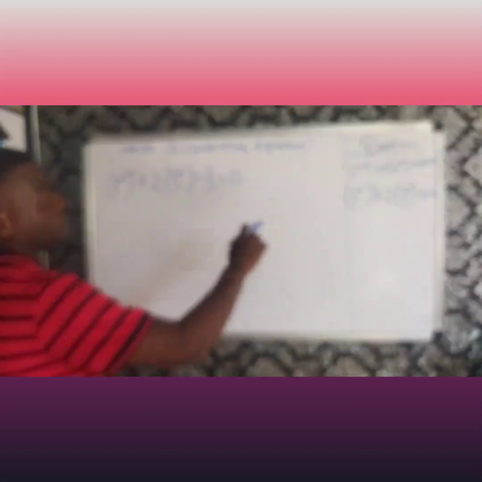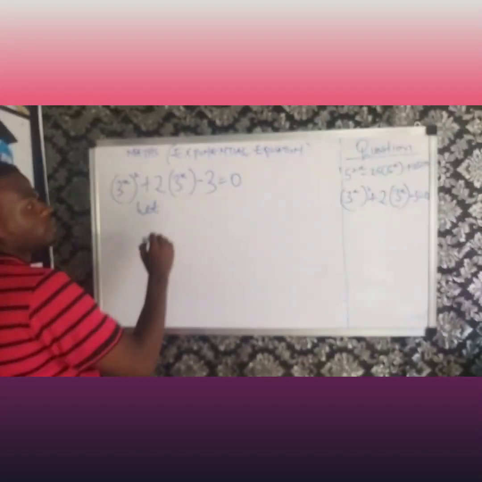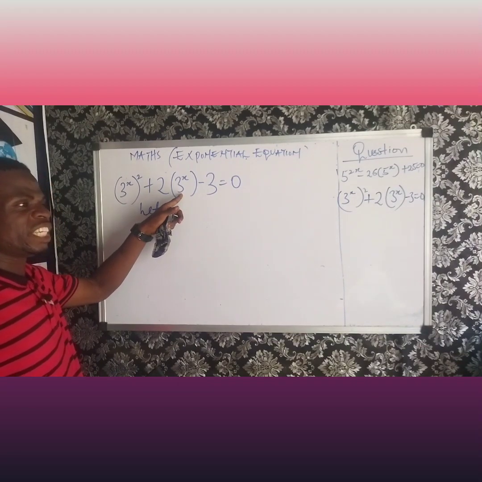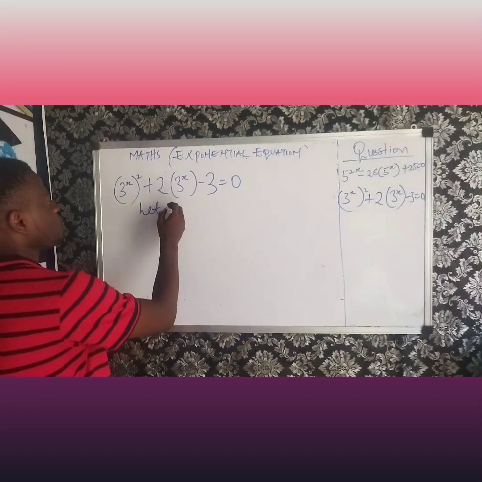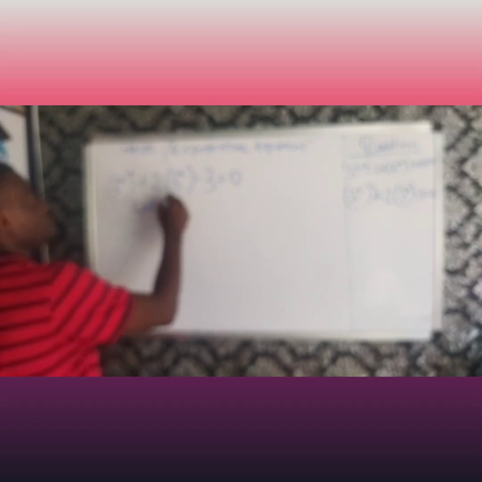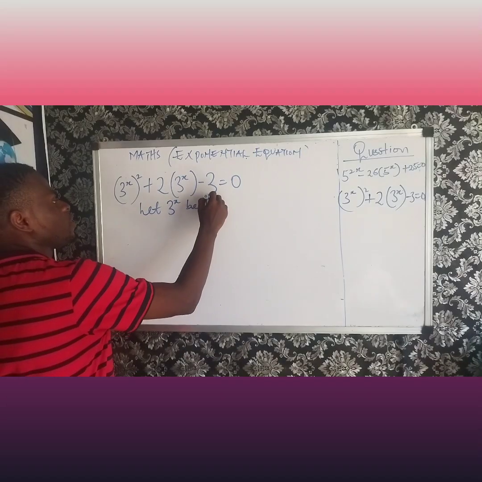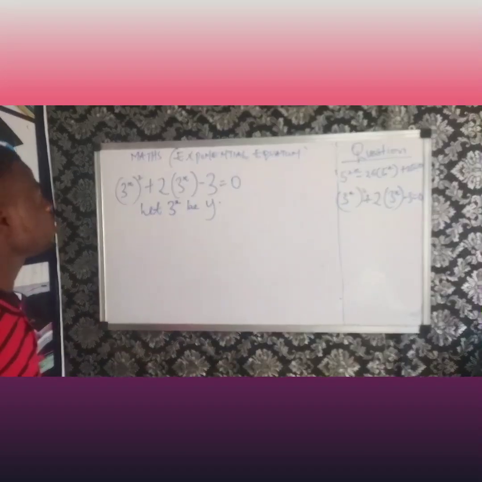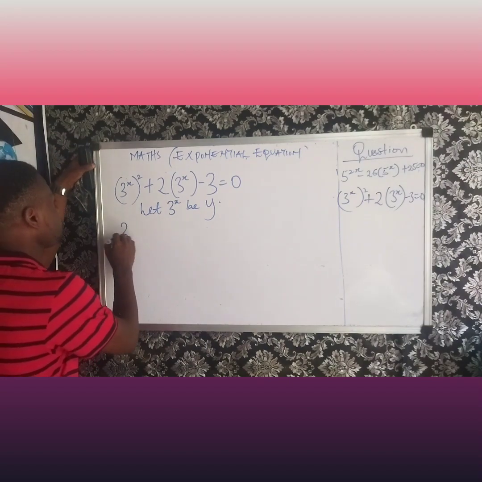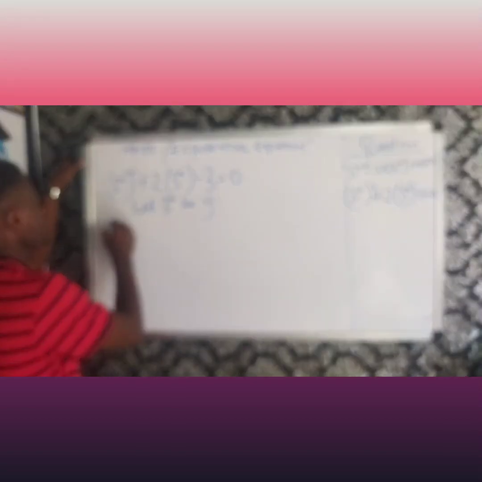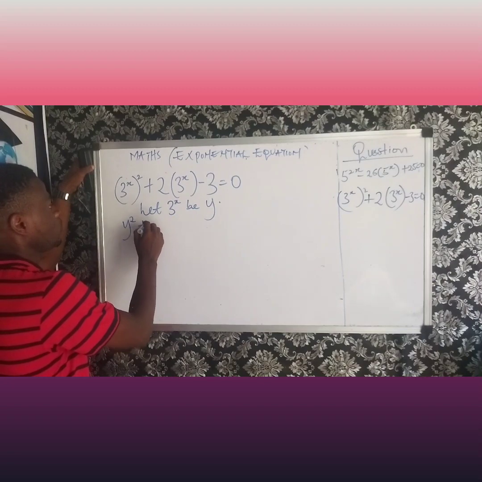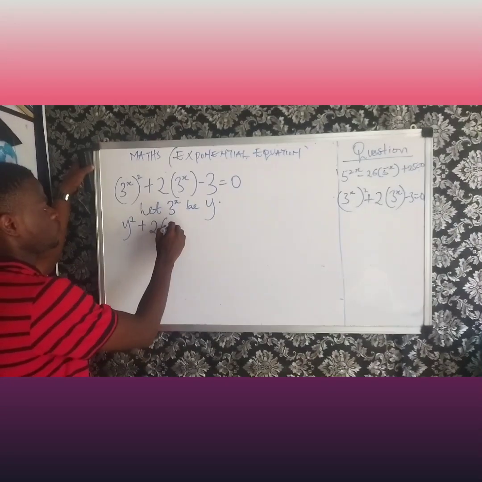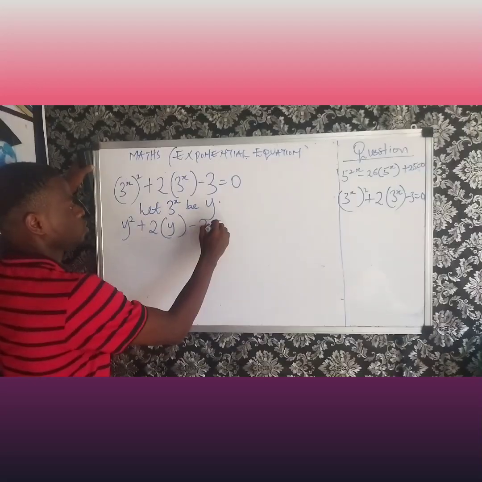So in this place, we are going to substitute this 3^x just as we did in the first equation. Now write: let 3 power x be y. Are you getting me now? So now we write y squared plus 2y minus 3 equal to 0.